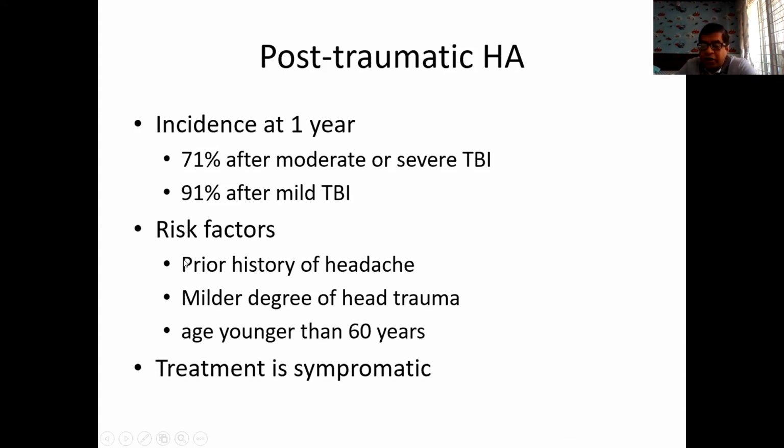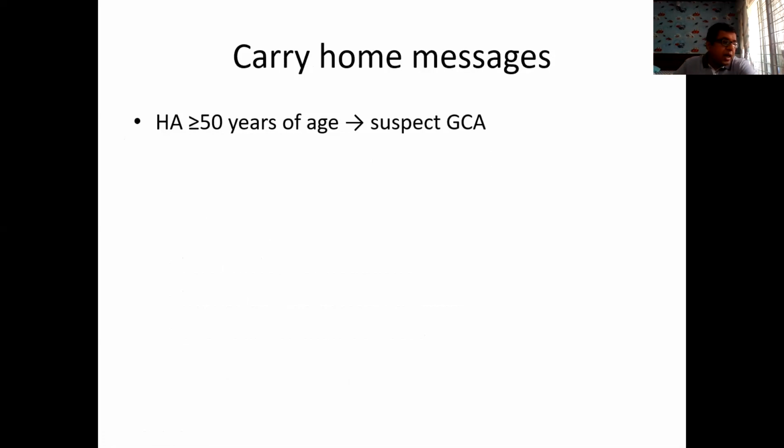And the risk factors are prior history of migraine, or prior history of other headaches, milder head trauma, and younger patients, younger than 60 years of age. These are the risk factors for post-traumatic headache. And the treatment of post-traumatic headache, we really don't know what is the best treatment. Usually patients are given tricyclic antidepressants or similar drugs. So treatment is symptomatic. There are no trials of treatment of post-traumatic headache. So I think I'll stop here.